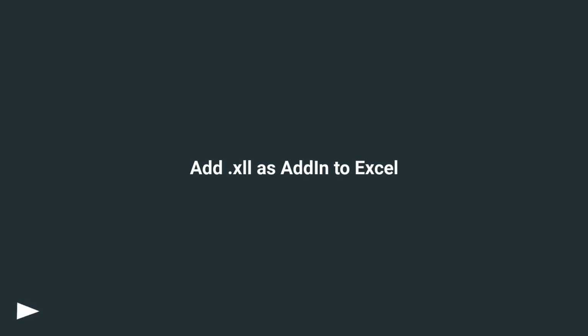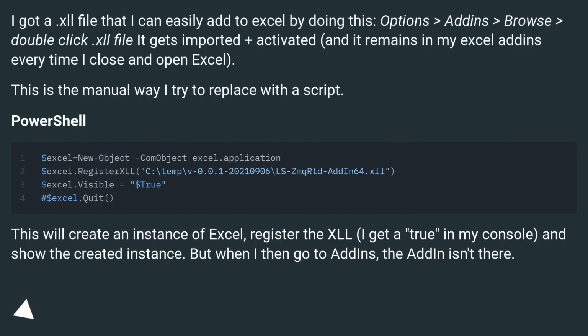Add XLL as add-in to Excel. I got an XLL file that I can easily add to Excel by doing this: Options > Add-ins > Browse > double-click the XLL file. It gets imported plus activated, and it remains in my Excel add-ins every time I close and open Excel. This is the manual way I try to replace with a script.